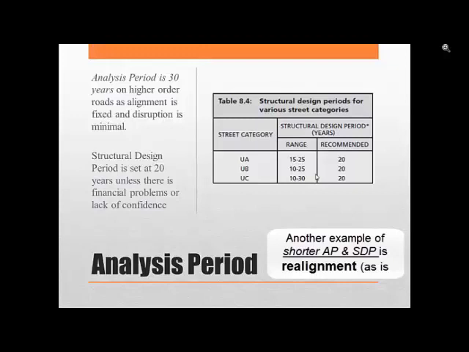15 years. And similarly, the longer analysis period can be reduced to 25 years rather than 30 years. So, to repeat, the AP and the STP can reduce from 30 and 20 respectively down to 25 and 15 if there are strong concerns around finance or a lack of confidence, etc. Category D streets are not considered for a structural design period.